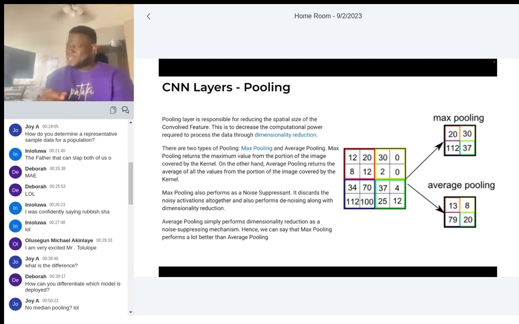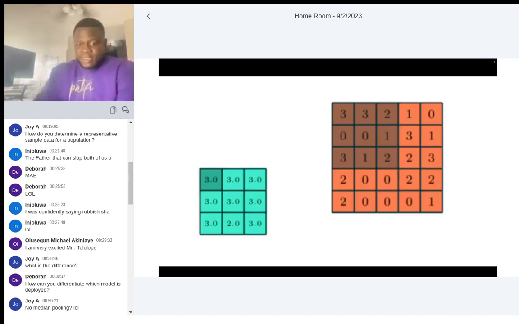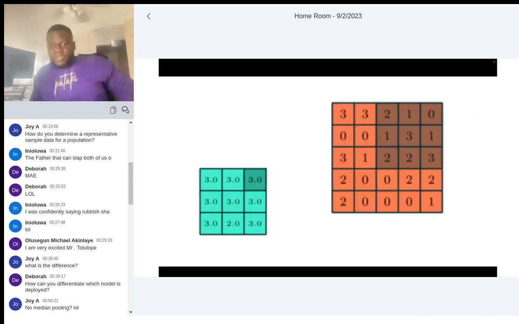There's no median pooling, right? Because median is almost the same thing as max. What's the middle number? There's no generalization to why you're picking the middle number. So this is just another expression of pooling, and this is max pooling.